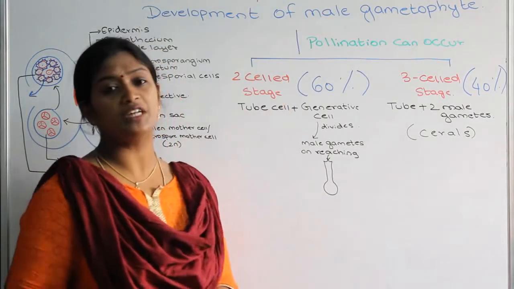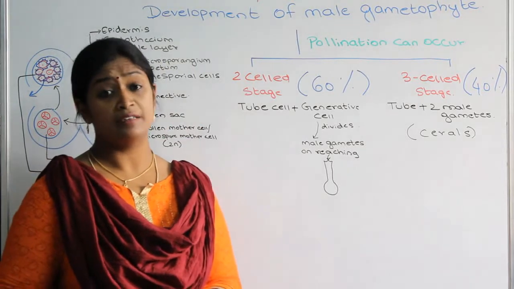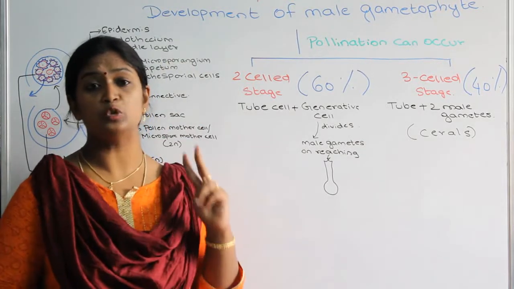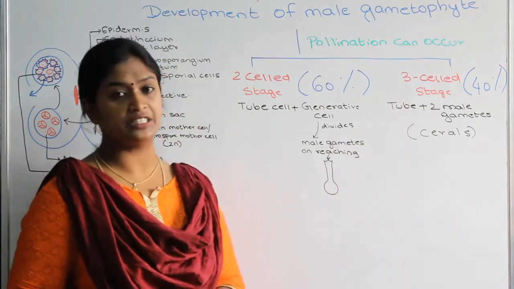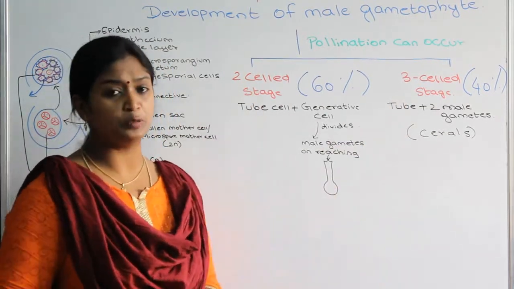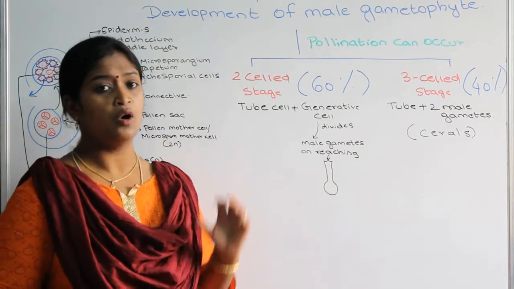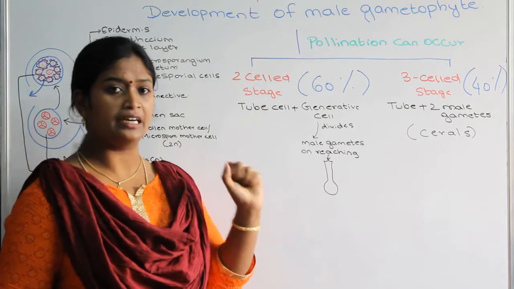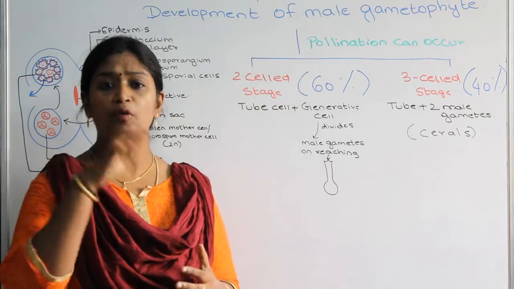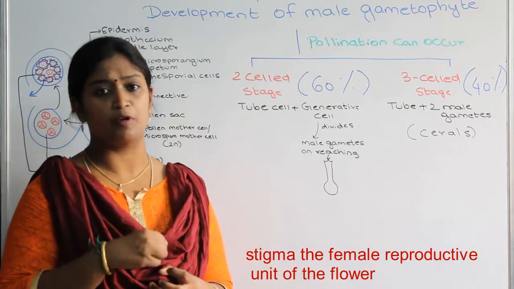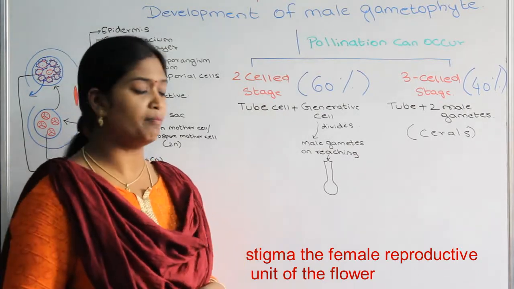Let's see about the development of the male gametophyte. The male gametophyte development, that is the pollination, occurs in two stages. One is the 2-cell stage, the other one is the 3-cell stage. In 60% of the angiosperms, the pollination occurs in the 2-cell stage, that is, it consists of a tube cell and a generative cell. Now this generative cell divides upon reaching the stigma, the female reproductive unit of the flower, to give rise to the male gametes.